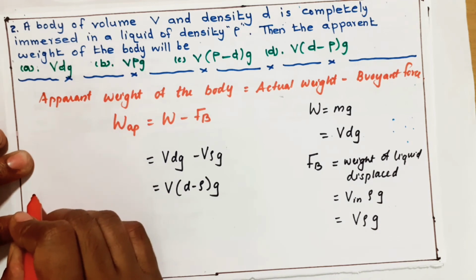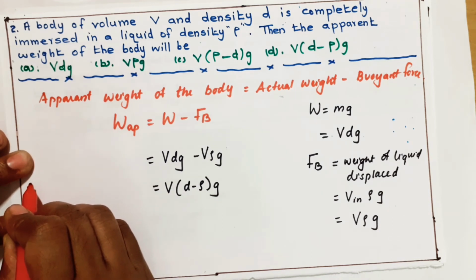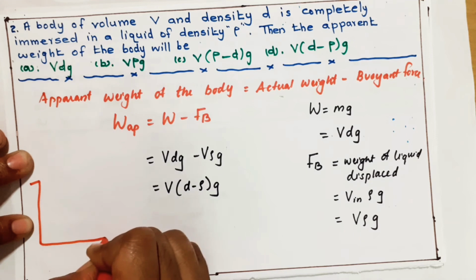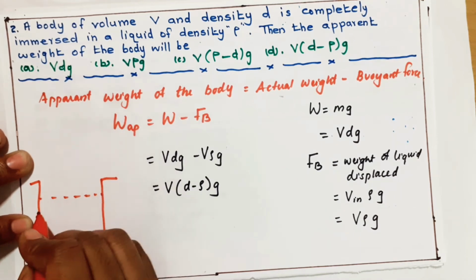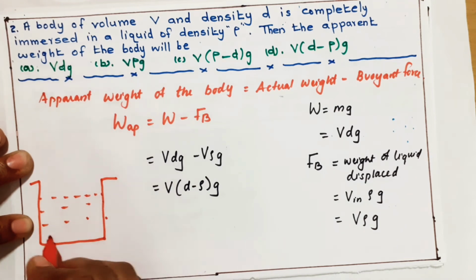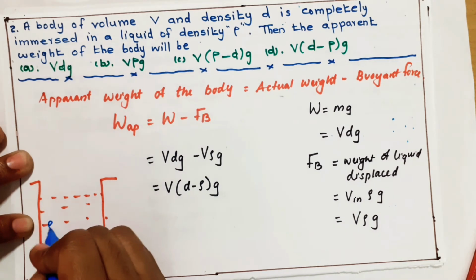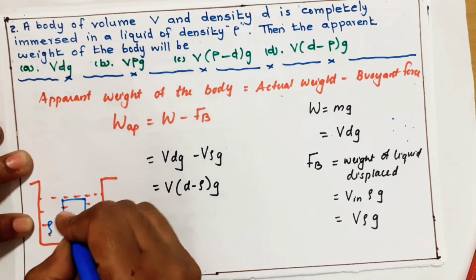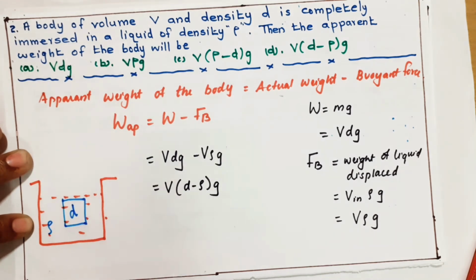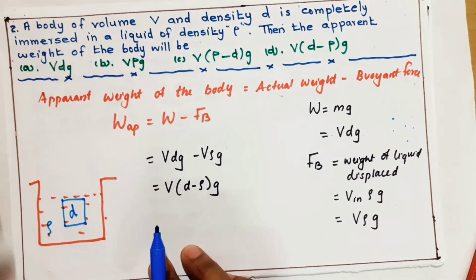So I'm just taking here a beaker. In this beaker some fluid is there, and the density of the fluid we are taking as rho. What is the density of fluid we are taking? Rho. And there is a body. This is the body, you assume. And the body density is D, but the body is completely immersed here. So I told you this also in the previous video. What is the apparent weight of the body?